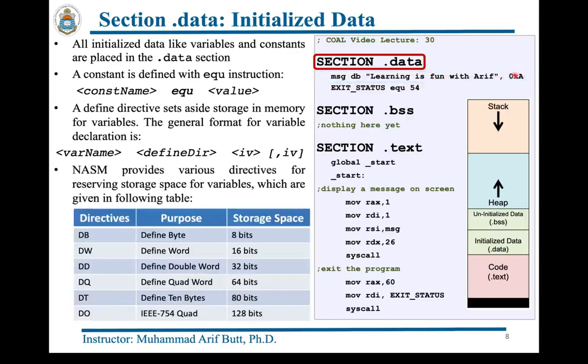Well, dear students, NASM provides various directives for reserving storage space for variables, and that is given in this table. DB define byte, DW define word, DD define double word, DQ define quad word, DT define 10 bytes, and DO is for IEEE 754 128-bit storage space.